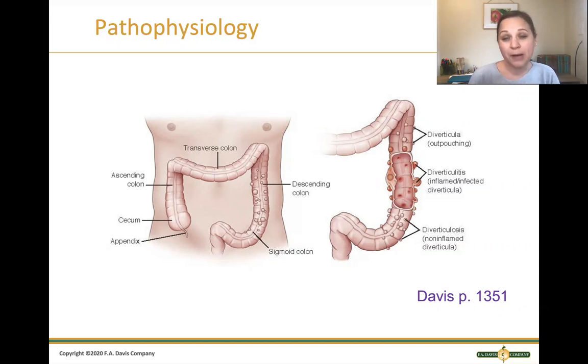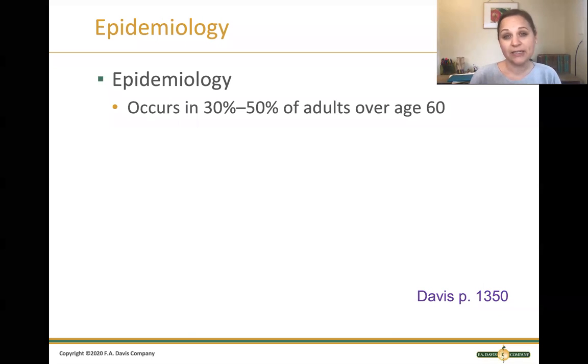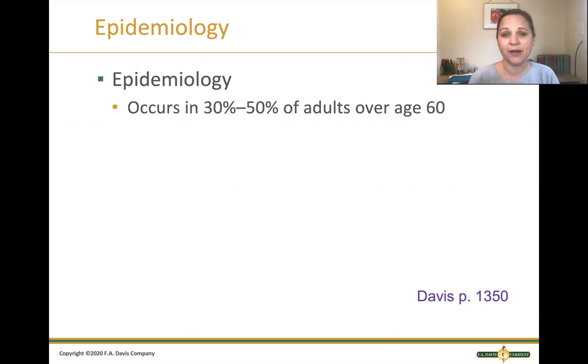Now it's possible that many patients have diverticulosis and don't even realize it until they develop symptoms. So one way we can prevent this is by having a good fluid intake and a high fiber diet that's going to prevent these diverticula from starting in the first place. Diverticulitis occurs in about 3 to 5 out of every 10 adults over the age of 60.